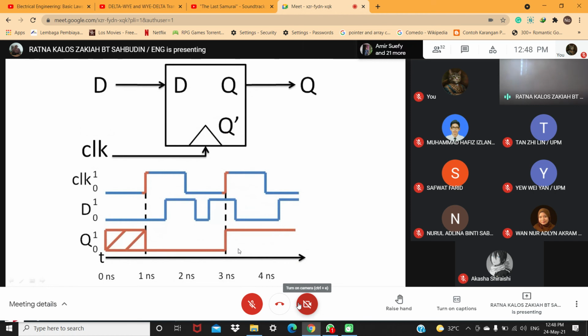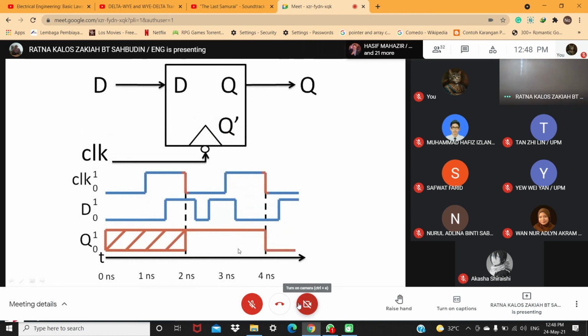If the data input ever changes close to the clock edge, the flip-flop will store the value of the input from just before the clock edge. When we have a negative edge-triggered flip-flop, we add a complement circle to the diagram, and the state of the flip-flop will update only when the clock falls from 1 to 0.